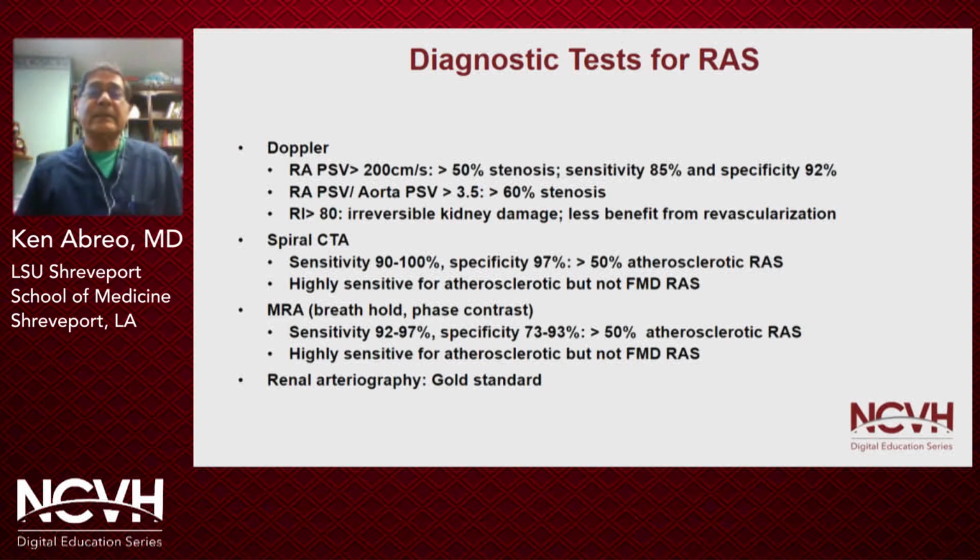Spiral CT is the highly recommended test, has a very high sensitivity and specificity, mainly for atherosclerotic disease. It's less useful in fibromuscular renal artery stenosis because the lesions are distal and more within the kidney. The same holds for magnetic resonance angiography. It has a good sensitivity and specificity for atherosclerotic renal artery stenosis, but less so for fibromuscular renal artery stenosis. The gold standard test, of course, is renal arteriography, both for atherosclerotic and fibromuscular renal artery stenosis.